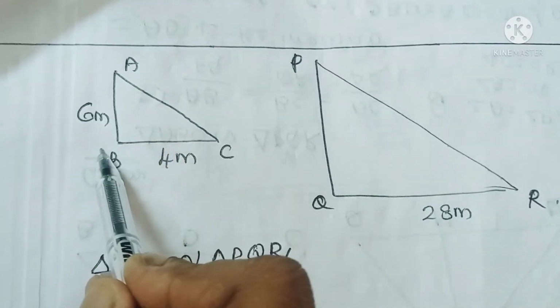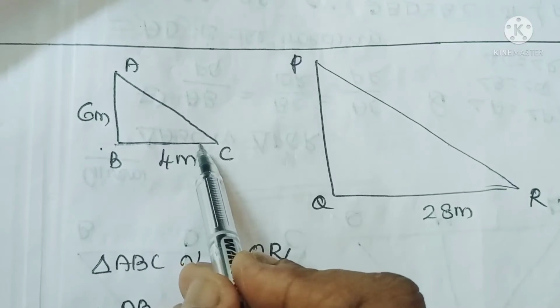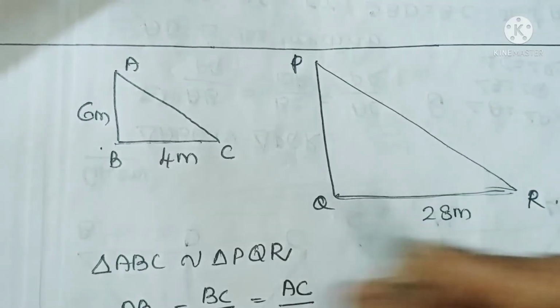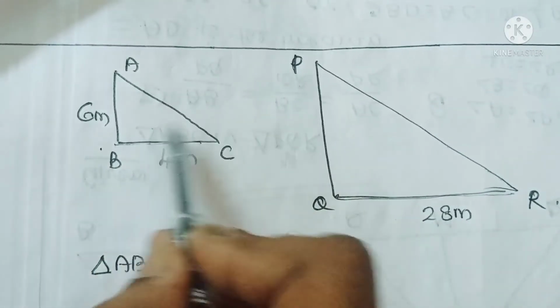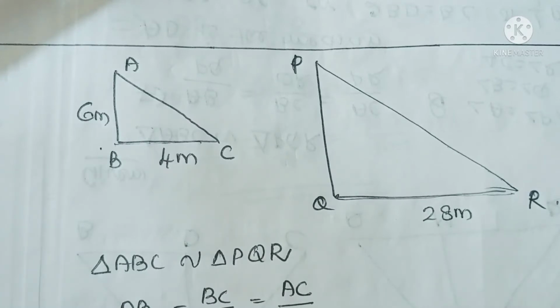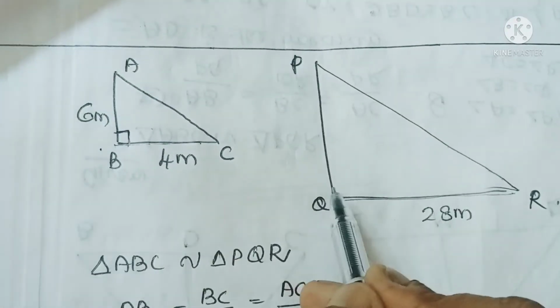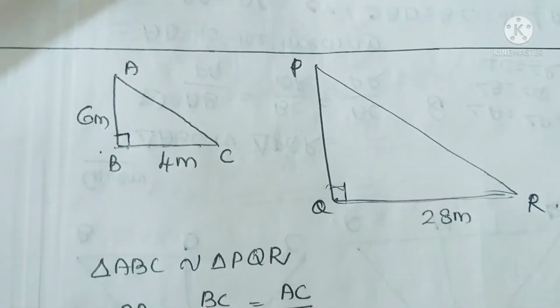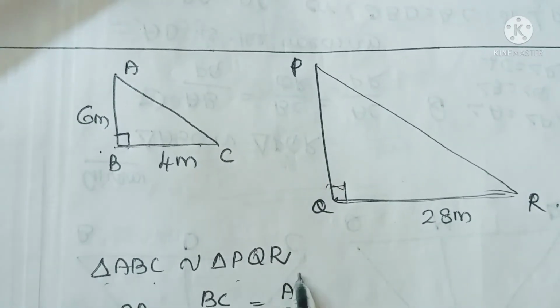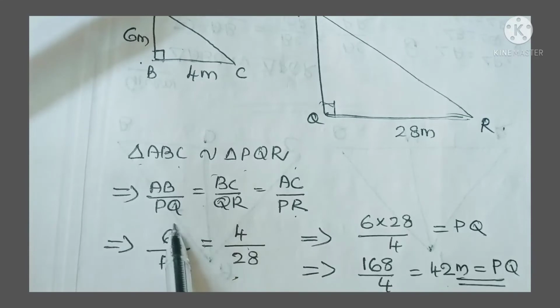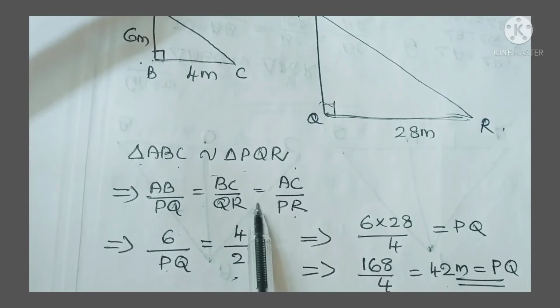A vertical pole of length 6 meter casts a shadow of 4 meter on the ground, and at the same time a tower casts a shadow of 28 meter. So these two triangles are similar. At the same time, the angle between the shadow and the object is 90 degree here and here also. So take the two triangles, triangle ABC and triangle PQR. They are similar. Since the triangles are similar, we can take the ratio of their sides. That is AB by PQ equal to BC by QR equal to AC by PR.